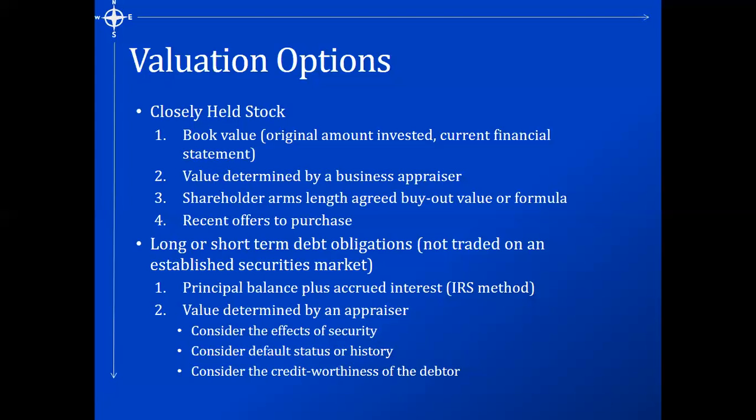Long or short-term debt obligations, everybody would normally think that it would be the current principal balance plus accrued interest, and that actually is the IRS method. That is the method that they expect you to use unless there's some other factor involved. And those other factors could be whether the note is secured, whether there's a default status, in other words, is it in default or has there been a history of default, and is the debtor creditworthy.